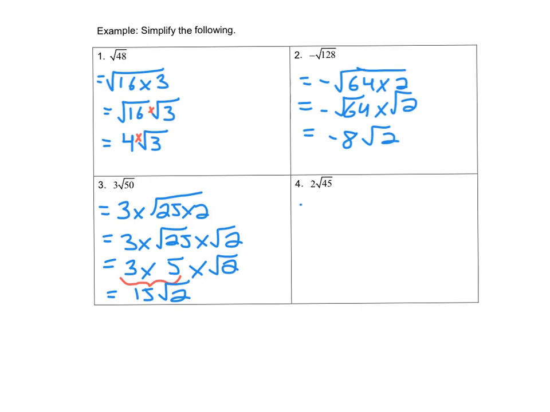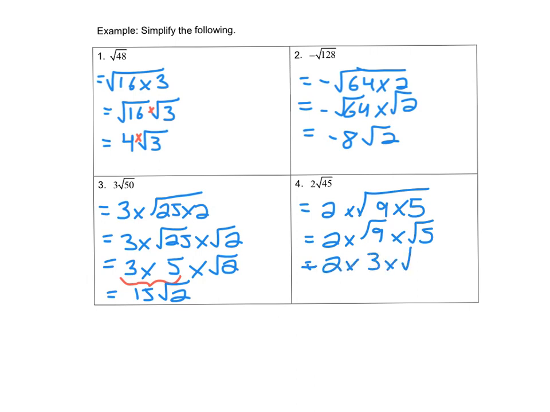In the last example, I want to simplify 2 times root 45. Again, I'm going to split the root of 45 to root 9 times 5. And again, I can split each of those up separately: root 9 times root 5. I can evaluate the square root of 9, which is 3, times root 5. Now I'm going to multiply the 2 times 3 together to get 6. So my answer is 6 root 5.